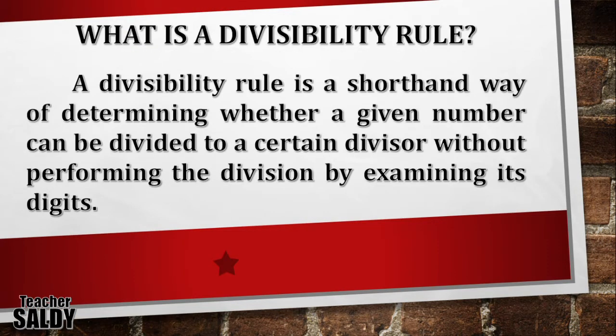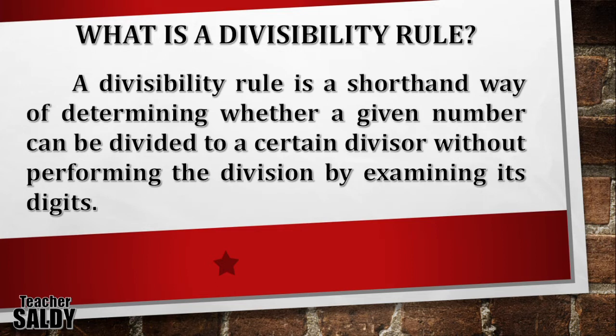What is a divisibility rule? So, let's start with the definition of divisibility rule. A divisibility rule is a shorthand way of determining whether a given number can be divided by a certain divisor without performing the division, by examining only its digits. So, ibig sabihin nito, yung isang number, malalaman mo kung pwede siyang i-divide sa isa pang number, ang gagawin mo lang, titignan mo lang yung digits niya.